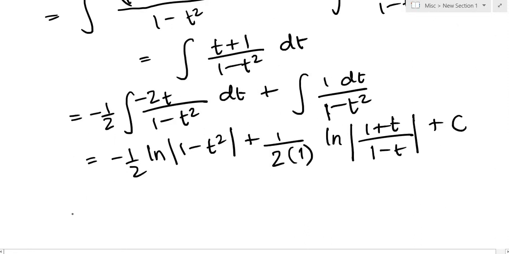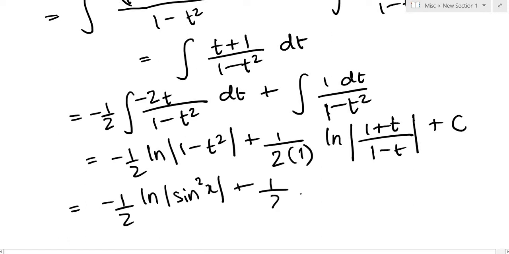Now I have to back substitute everything. My substitution was t is equal to sine of x, so 1 minus t squared becomes 1 minus sine squared of x, which is nothing but cosine squared of x, plus 1 over 2 times the natural log of 1 plus sine of x over 1 minus sine of x.